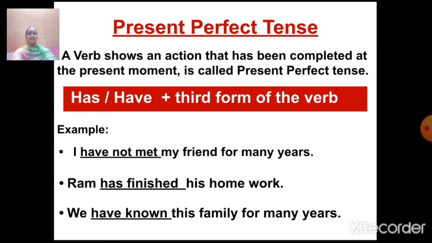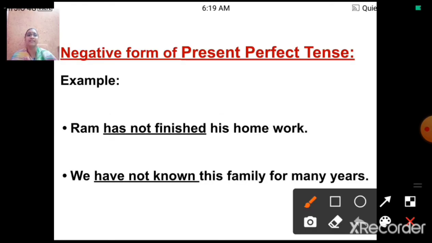Now let's see the negative present perfect tense. The formation of negative sentence in present perfect tense is again very simple. We are just going to add not with the helping verb. Alright, so we will be just adding not. So for example, Ram has not finished his homework. Then the next is, we have not known his family for many years.